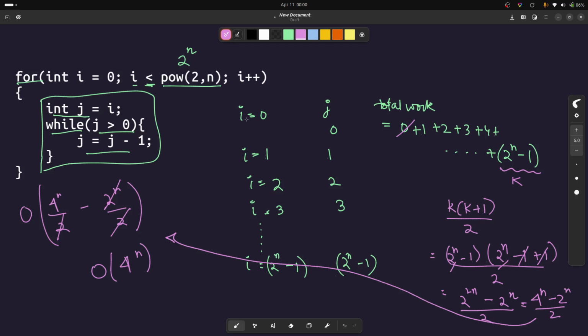Okay. Now, based on I, J is changing. Based on J, the while loop runs. Hence, I'm finding the total work by choosing different values of I and figuring out, for that particular value of I, how many times the J loop is running. Whatever times the J loop runs, that is the work done for that value of I. And that way I just add up the different values and get the total work done. That's it. This is for problem number 2. Let's go to problem number 3 now.